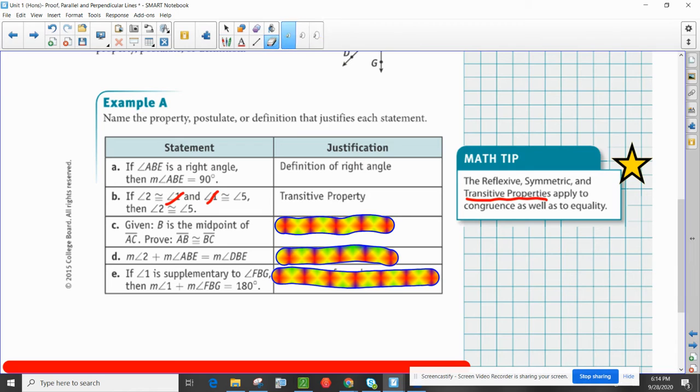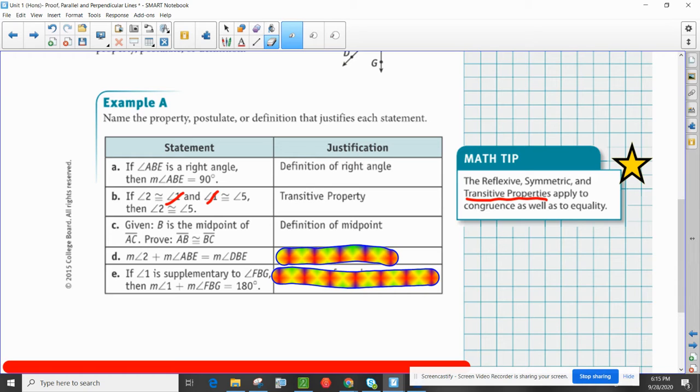Our next statement says given B is the midpoint of AC, then AB is congruent to BC. What's our justification to make that statement? That would be the definition of a midpoint. We learned about that in activity 4.